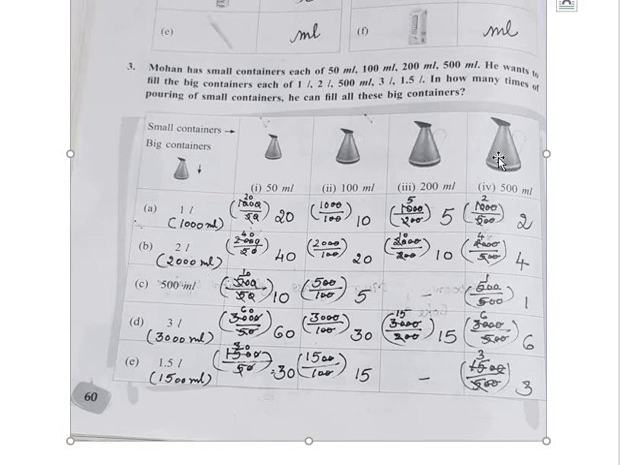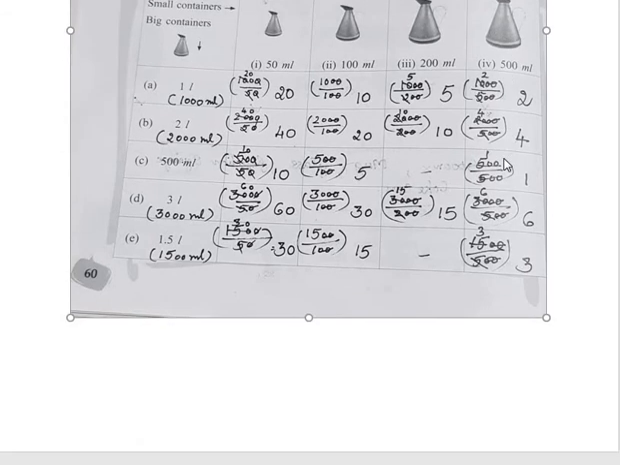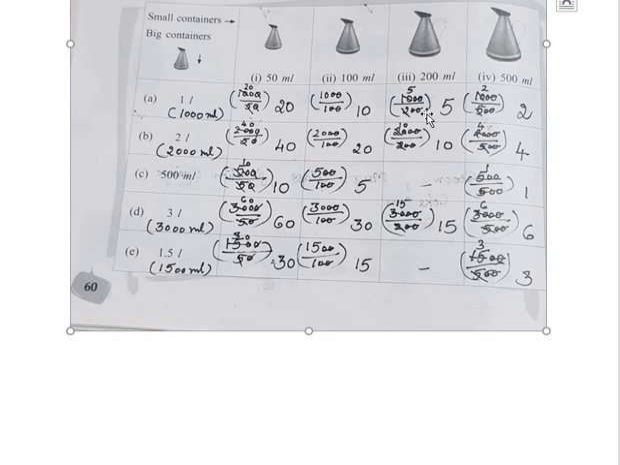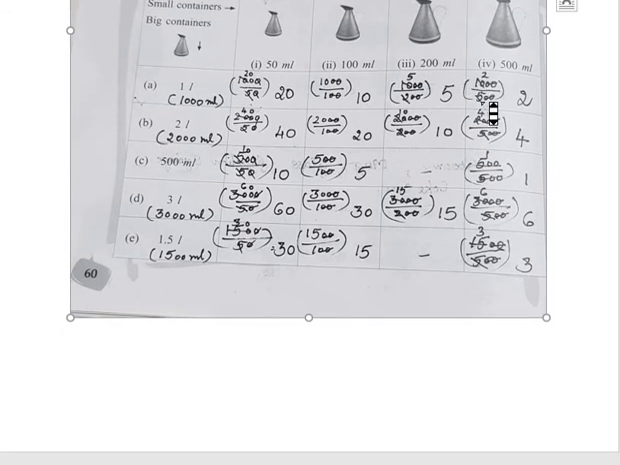Then next one, 500 ml. So 2000 upon 500. So 0 and 0 cancel. Then the remaining 20 is there and here 5. So 5 will go in 20 4 times. So if he uses the 500 ml container 4 times, then he can complete the 2 liter filling.